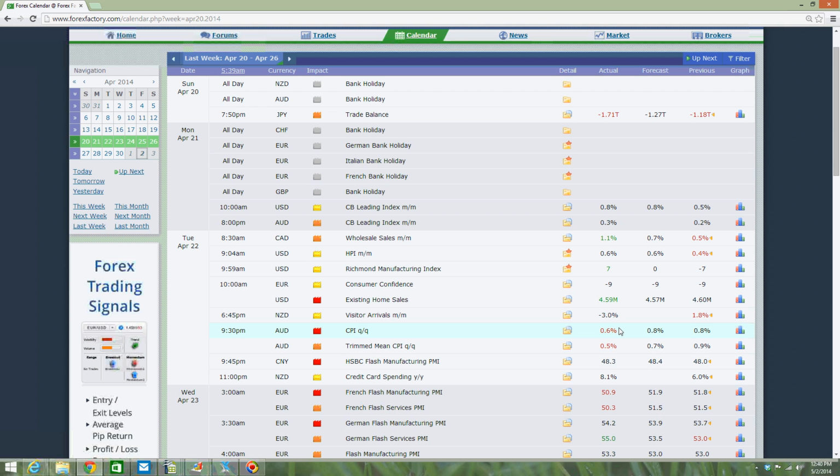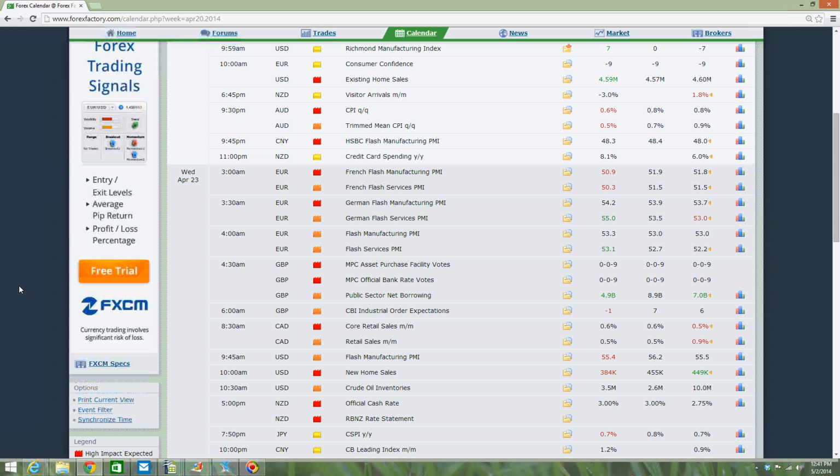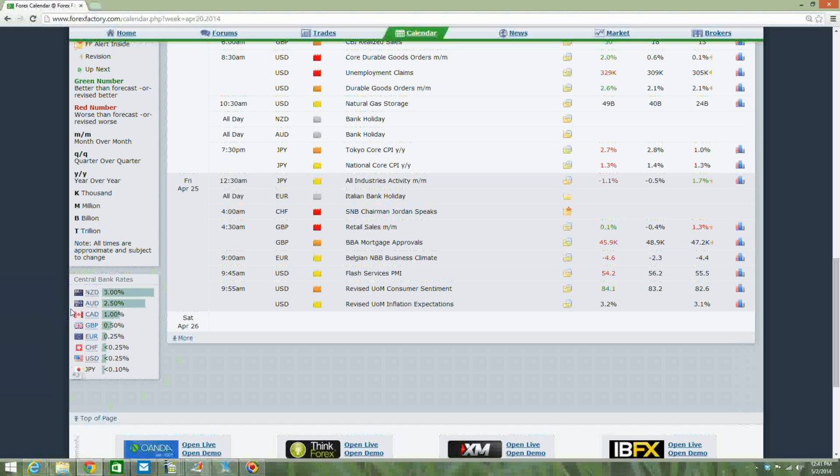0.6%. Now this is extremely important because it puts a lot of pressure on the central bank next time it meets. It puts a lot of pressure for easing the monetary policy. When you ease the monetary policy, the first tool will be to cut the interest rate. If you go here on the economic calendar, you have the central bank rates, and you see that in Australia the rate for the Australian dollar is 2.5%. So they will have enough room for cutting the rates.